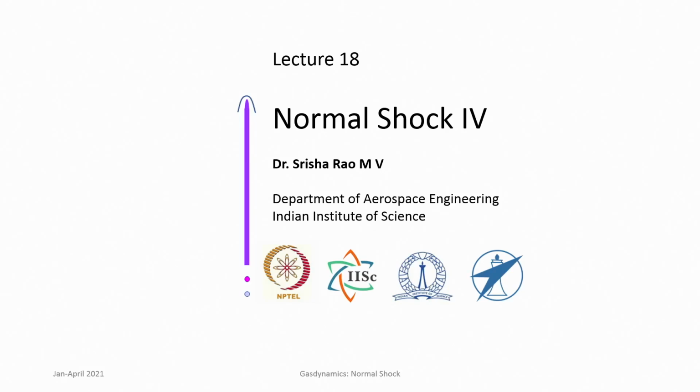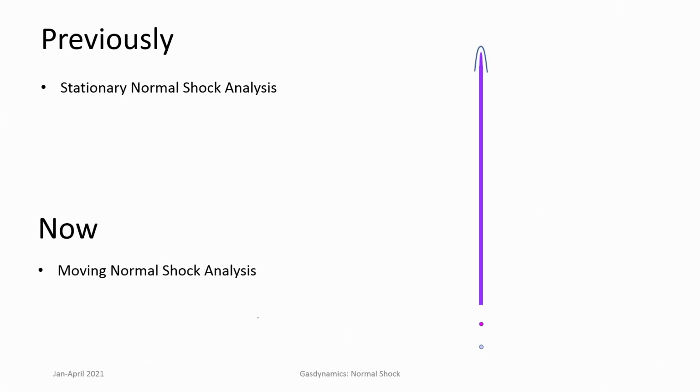In supersonic flow, a shock always stands ahead of the pitot tube. So, one measures the stagnation pressure after the shock and not the stagnation pressure of the free stream. This is an important concept one has to remember. So, that was about stationary shock analysis.